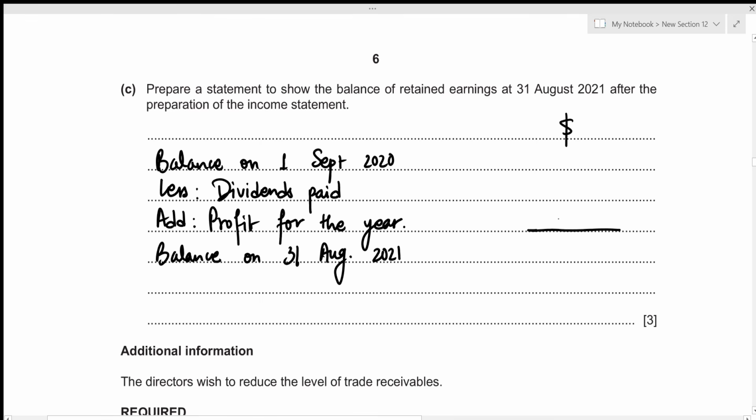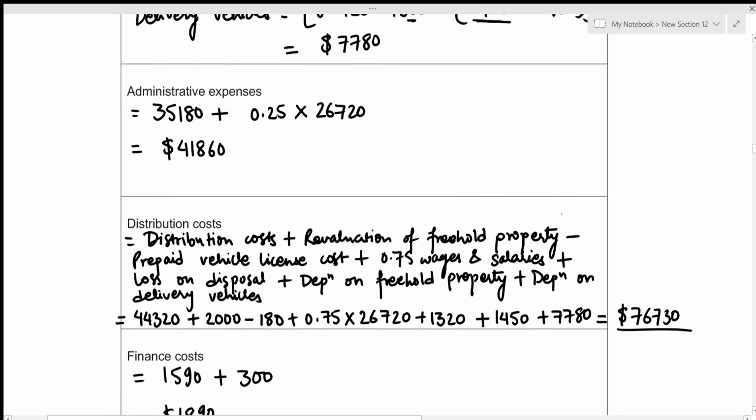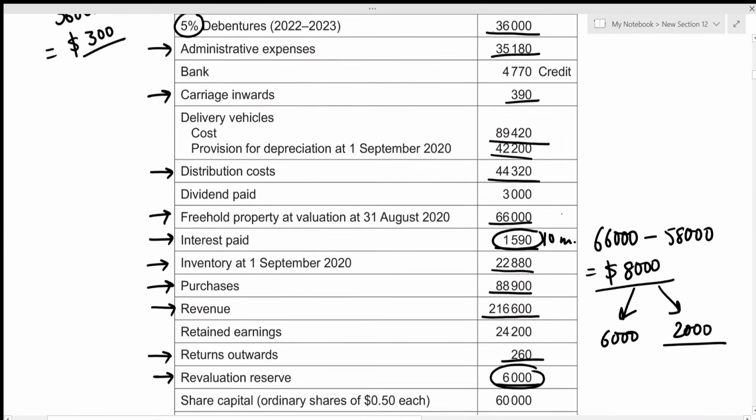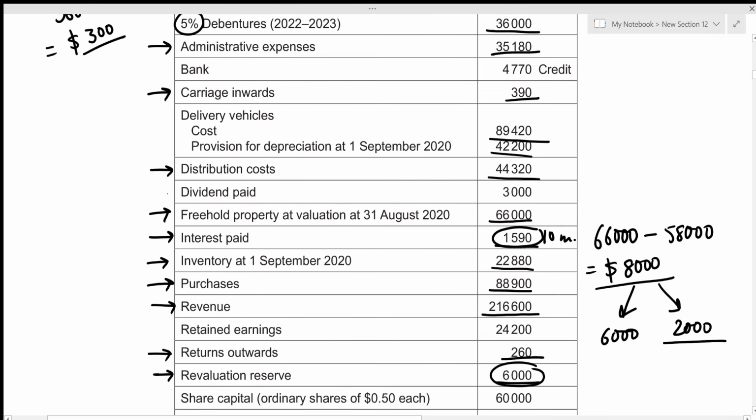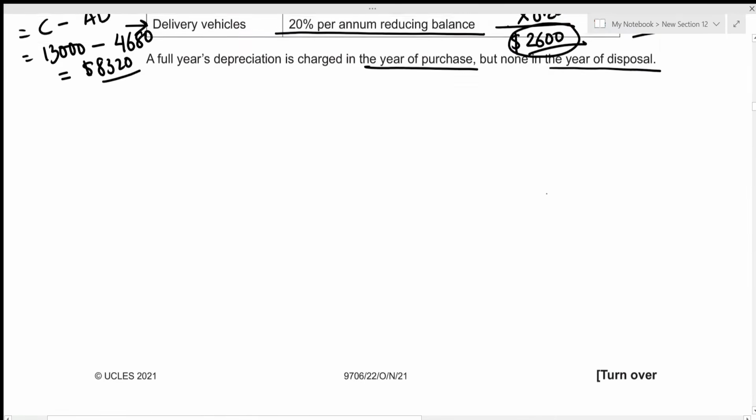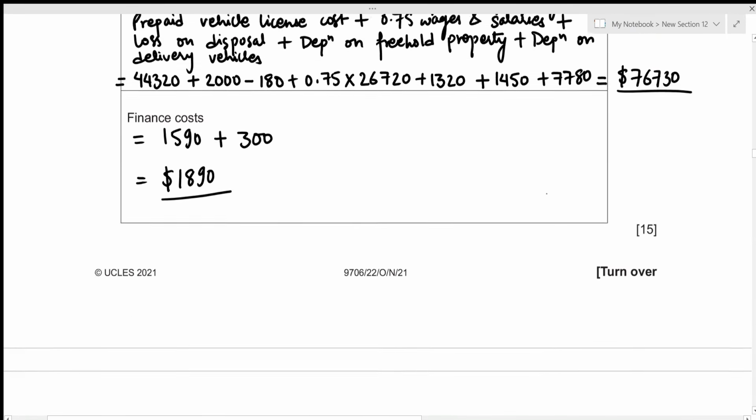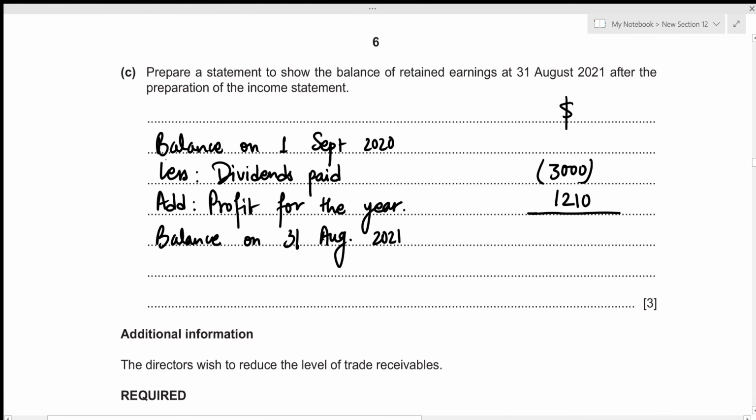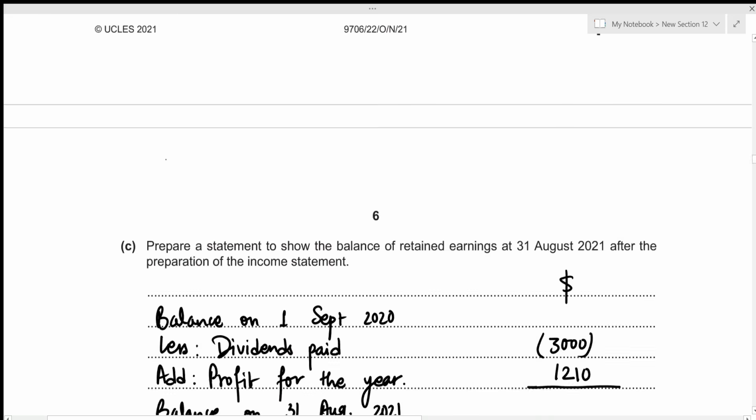Alright, so we know that the profit for the year was 1,210. Then the dividends paid was, let's have a look in the table above. So dividends paid is right here and it amounted to 3,000, meaning that we need to deduct the 3,000 from our opening balance. Let's write that down. So we have 3,000. So now we need to figure out the value for either of the opening balance or the closing balance. In order to do so, let's have a look at the table above.